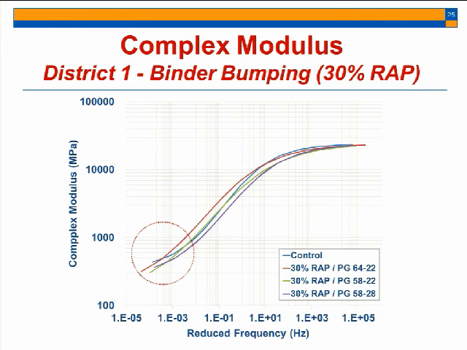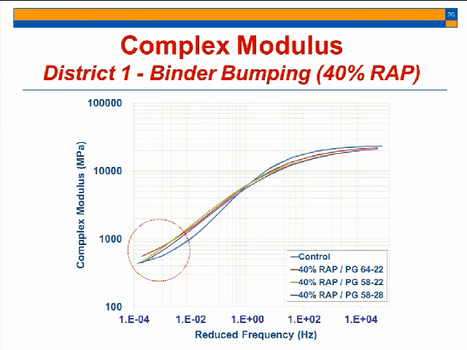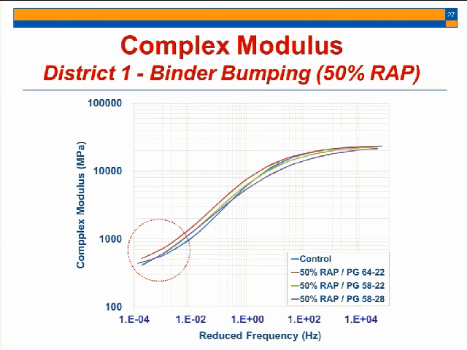This shows the effect of binder bumping here. As you can see, the blue line is the 30% RAP, the red line, followed by the green one and then the purple one. So it even reduces the dynamic moduli below the control. We can see that for 30% RAP, this bumping was quite effective. For 40% RAP, we do see a decrease as well, but still around the control mixture, but a bit higher than that. For 50%, we saw some good results as well.